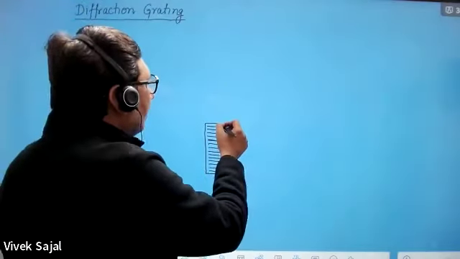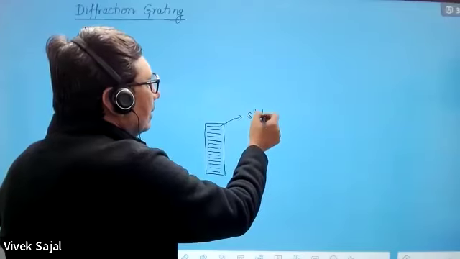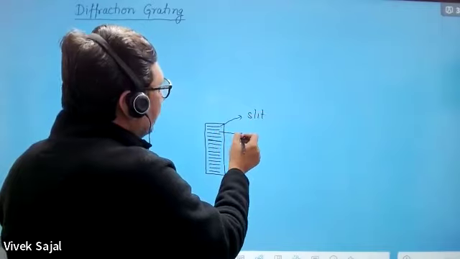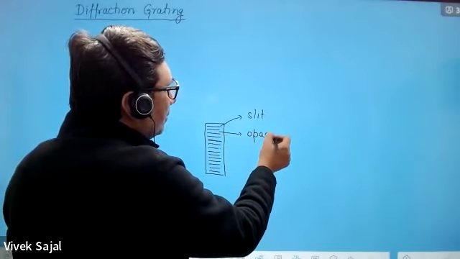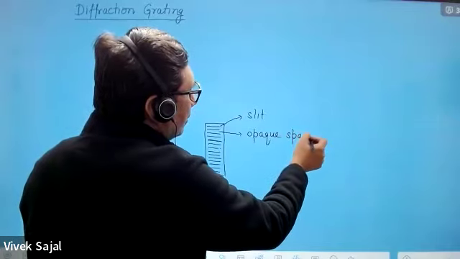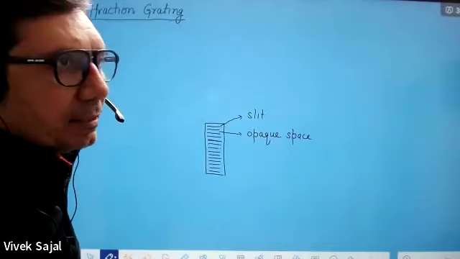So here light can pass through the slit. If you look at a slit, light can pass through it, and in between them there is an opaque space through which light cannot pass. This type of arrangement is called a diffraction grating.